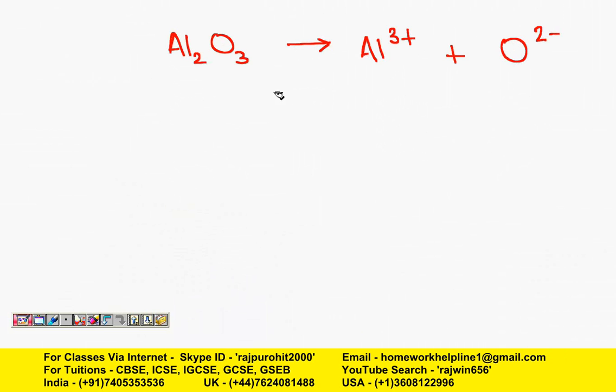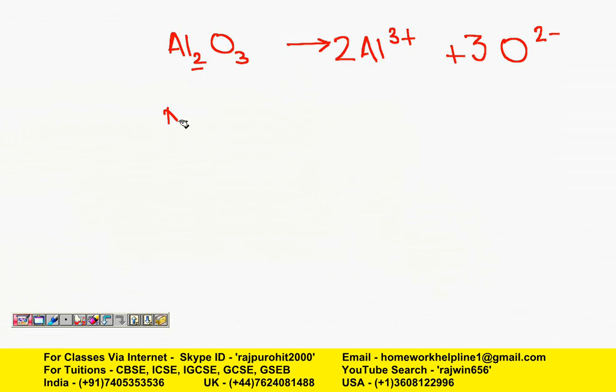First of all we will consider all the dissociation reactions of all the substances. We have, first thing is our ore, that is Al2O3. It is going to dissociate into aluminium ions. Valency of aluminium is 3+, and oxide valency is 2-. There are 2 aluminium ions formed, and there will be 3 oxide ions formed.